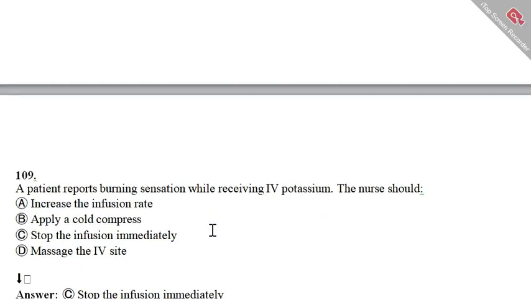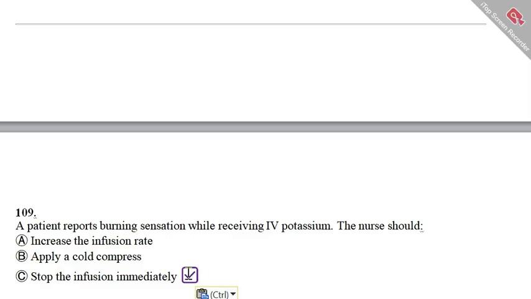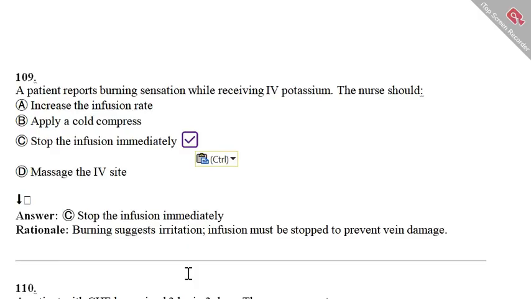Question number 109. A patient reports a burning sensation while receiving IV potassium. The nurse should... The correct option is option C. Stop the infusion immediately.